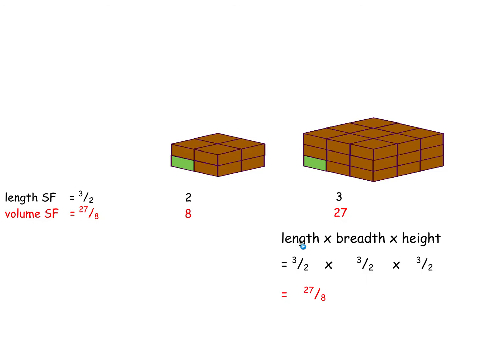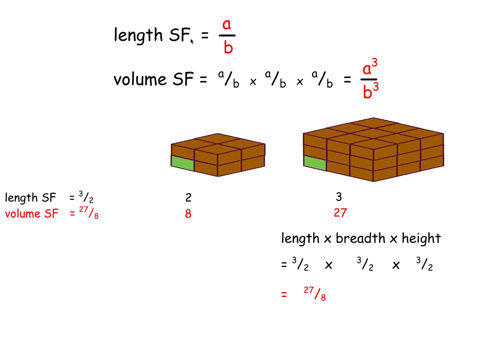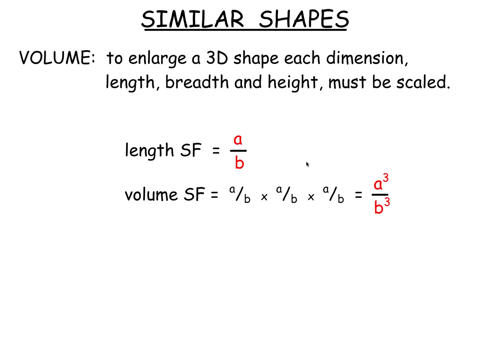Here it is here. 3D shape has length, breadth and height. Scale factor 3 over 2 for the length, for the breadth and for the height. 3 over 2 times 3 over 2 times 3 over 2 gives you 27 over 8. 3 times 3 times 3 in the top, 2 times 2 times 2 in the bottom. Here's the general rule. Length scale factor A over B, cube it to get the volume scale factor. And there it is summarised. So length scale factor, cube it, multiply it by itself and itself again.